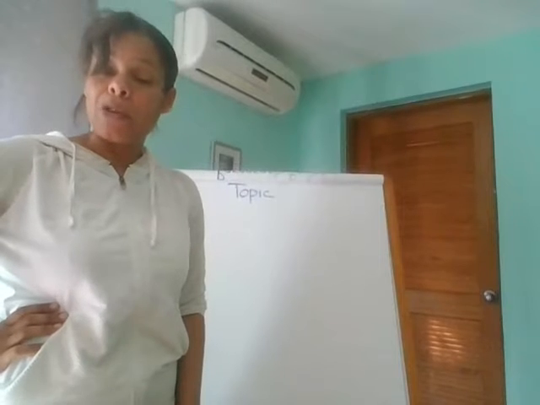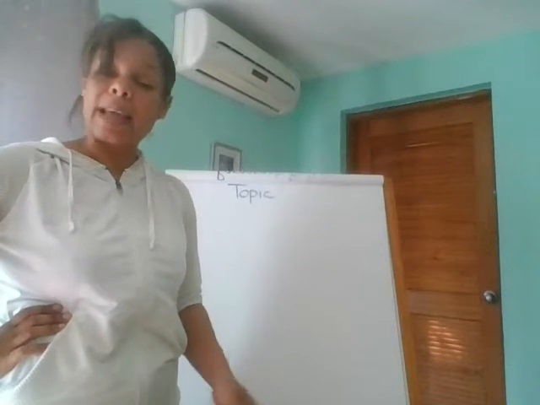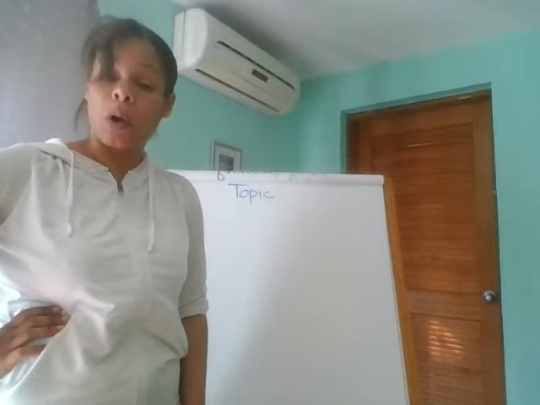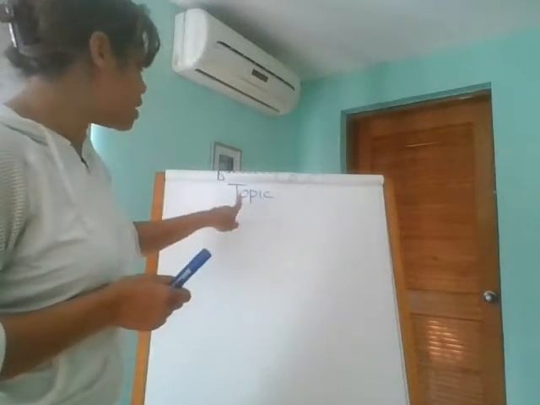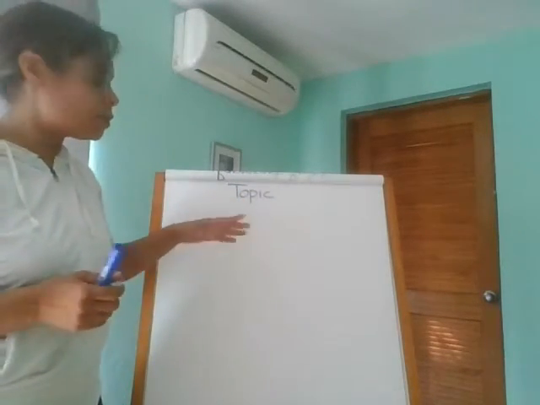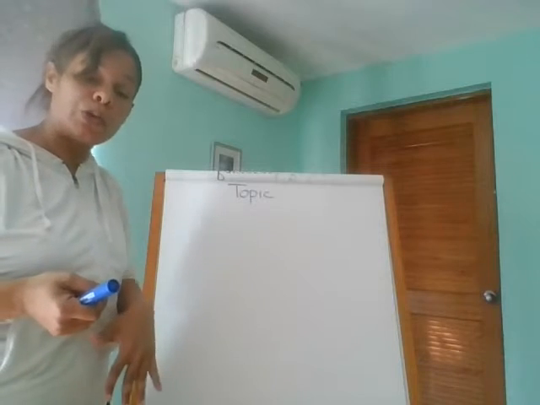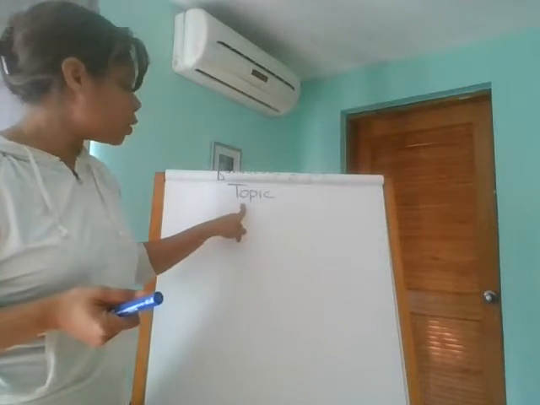Okay, so now you have your paragraph rules. Now this is the next part. This is where we need to start to organize what we're going to be writing. So we have to think of a topic. So at the top, find some space. You might need to go to a new page. And I want you to write the word topic.